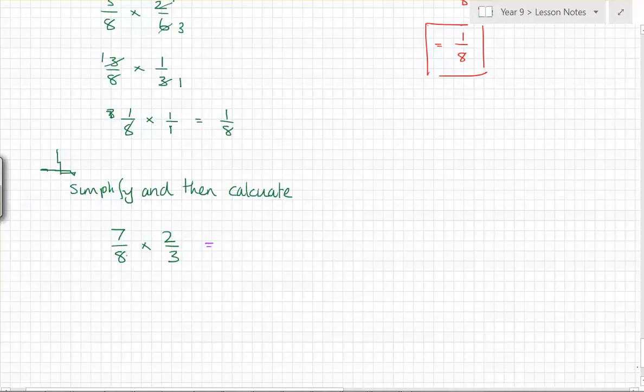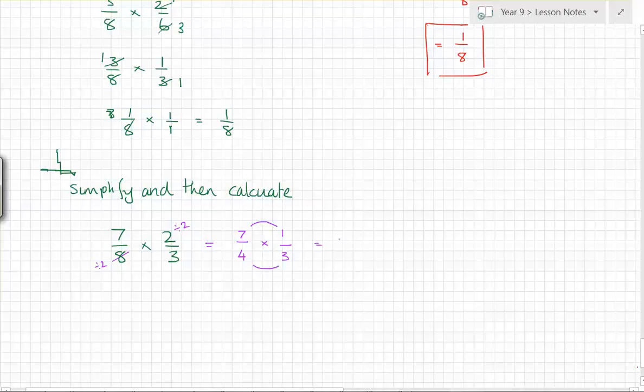So if you treat 2 and 8 as a fraction, what does it do? You divide the 2 by 2 and you divide the 8 by 2. So then it becomes 7 over what? Oh, it's 7 over 4. Yeah. Why is it? Because 8 divided by 2 is 4. And then it's times, well, 2 divided by 2 is 1, so 1 over 3.